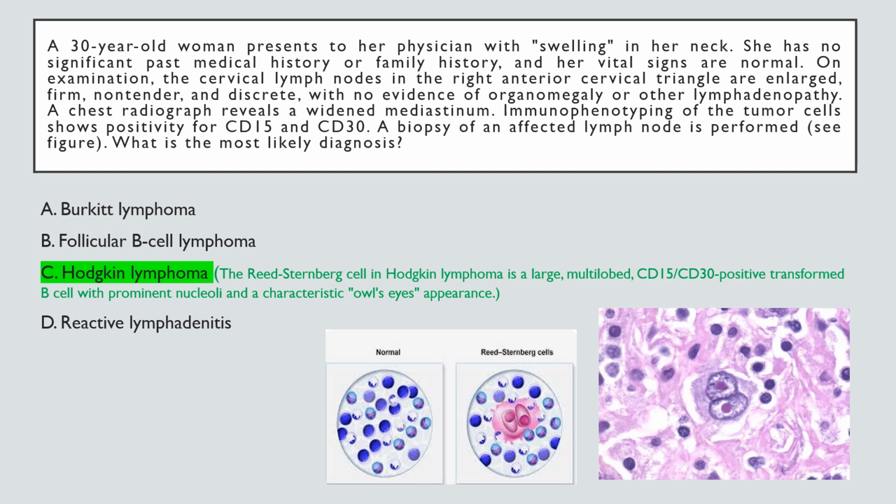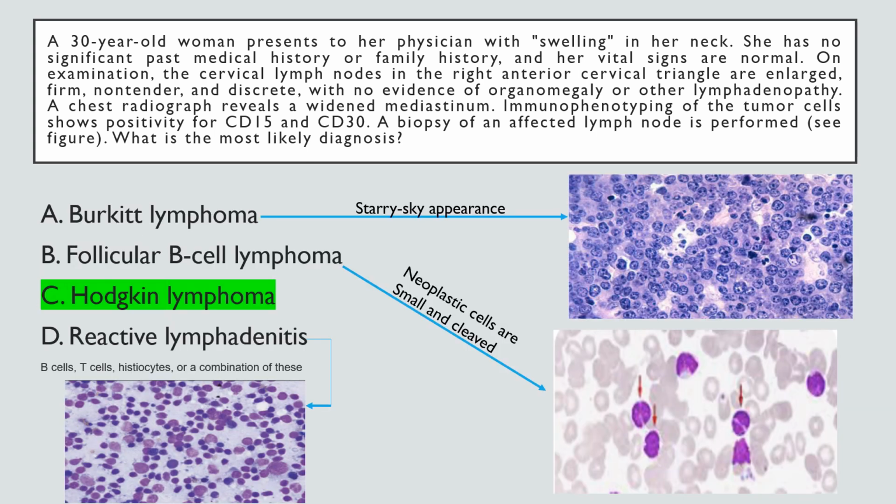And the patient's biopsy confirms the presence of Reed-Sternberg cells, which also test positive for CD15 and CD30. These are the markers that are highly specific for Hodgkin lymphoma. Let's have a look at why the other options are incorrect.